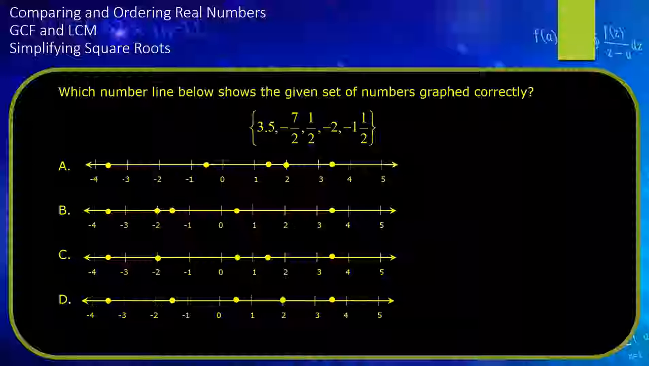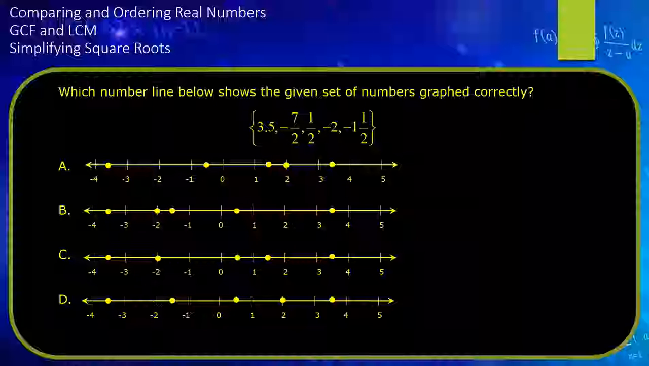So here you're asked to see which one of these number lines is the correct graphing of these 5 numbers in the set given. So take a moment and pick which one it is.